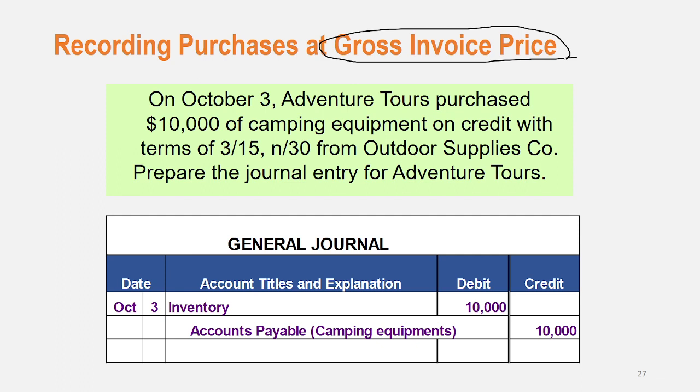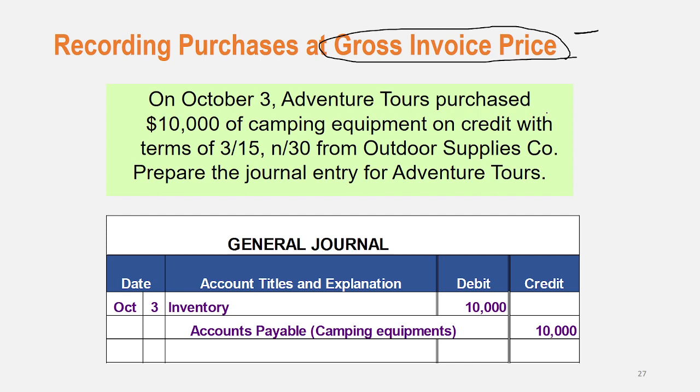So unlike the net cost method, in the gross invoice method, we assume that we don't want to use this discount amount. In more professional phrasing, in the gross invoice price, we consider the total amount in our initial recording. So the total amount is 50 sets multiplied by $200 each, equal to $10,000.